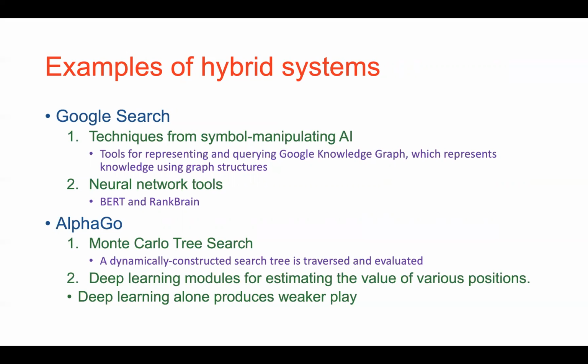AlphaGo, the famous program from Google for playing the game of Go, uses Monte Carlo tree search, where a dynamically constructed search tree is traversed and evaluated. It's dynamically constructed. And deep learning models estimate the values of various nodes, and deep learning alone produces weaker play. So AlphaGo is already an example. Hybrid systems exist. Google search itself uses it, and AlphaGo uses it. It's not like nobody has done it.